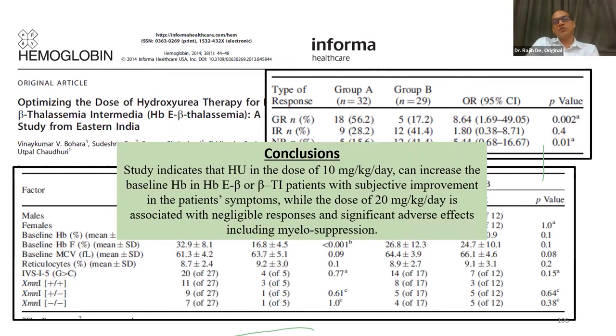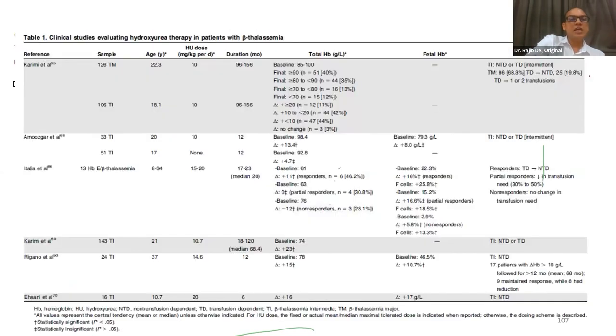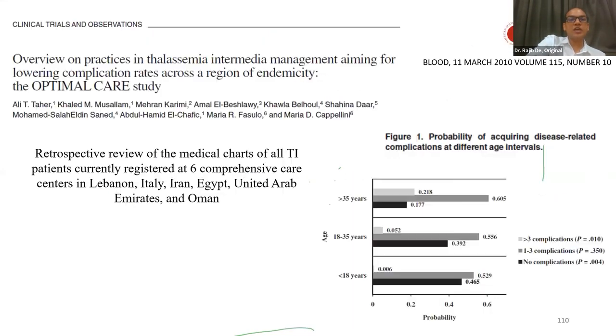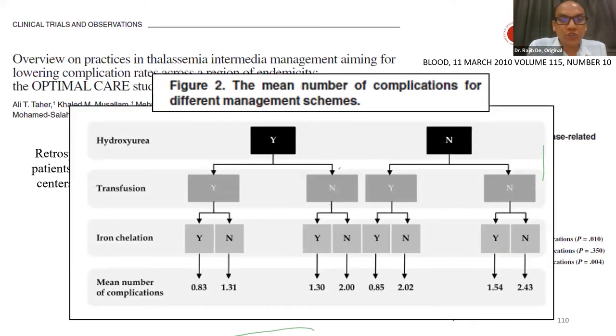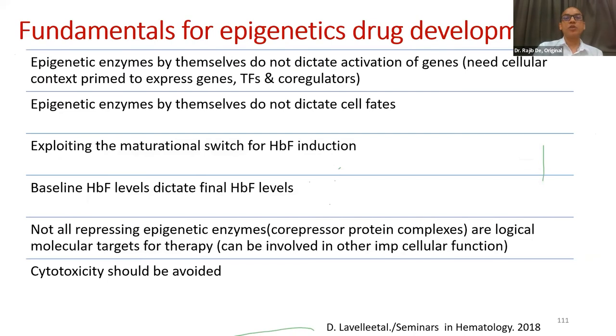Usually the dose is 10 milligram per kg per day, but it can be increased up to 30 milligram per kg per day. These are different studies on hydroxyurea in thalassemia, which showed significant improvement. And for NTDT patients, this OPTIMAL care study also showed the importance of hydroxyurea in reducing the transfusion burden for thalassemia patients.